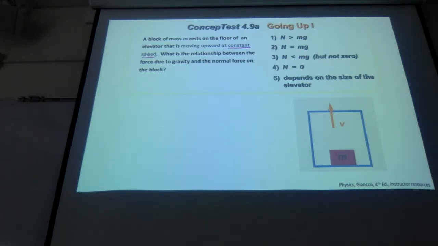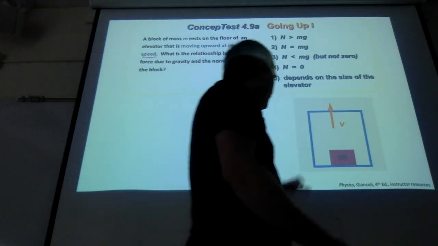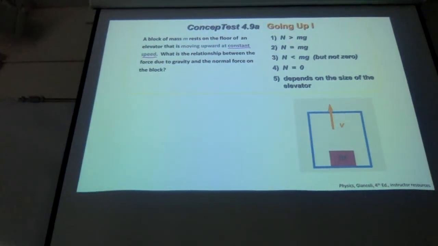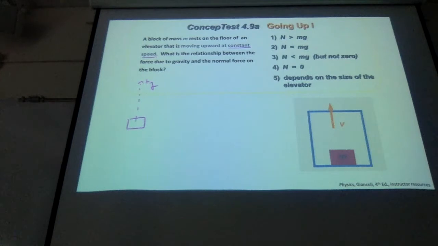So you can sort of just ignore the elevator and everything and just think about the block and what it's experiencing. So let's just draw the block. There's our mass. I'm going to allow up to be the positive y direction. Nothing is happening horizontally here, so I don't really care about that. What is one of the forces that's acting on the block? Go. Gravity. Which way is gravity? Down. So let's go ahead and draw that in.